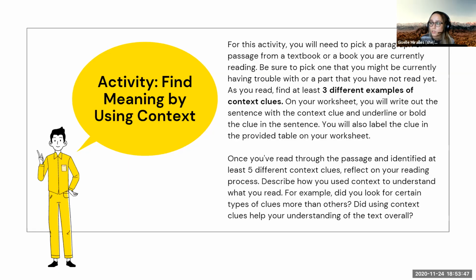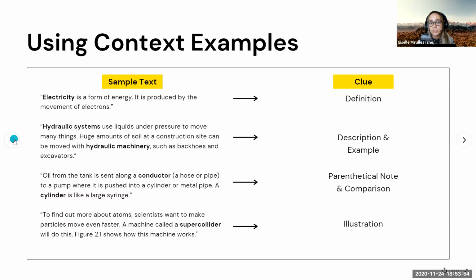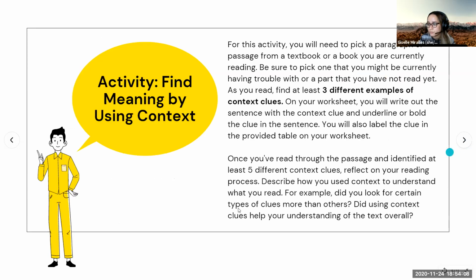So there is a table on your worksheet so that you can type in the 3 different examples you find along with the context clue that's present. So you're going to make it look sort of like this, where you write the sentence and bold or underline the word that you had trouble with and the kind of context clue that you used to help you understand what the word meant. Once you've read through the passage and identified at least 5 different context clues, or sorry, that should read three different context clues, reflect on your reading process.